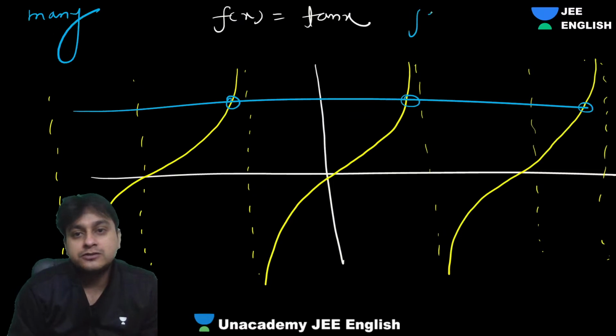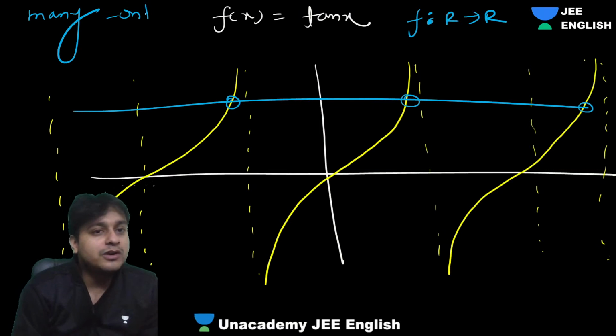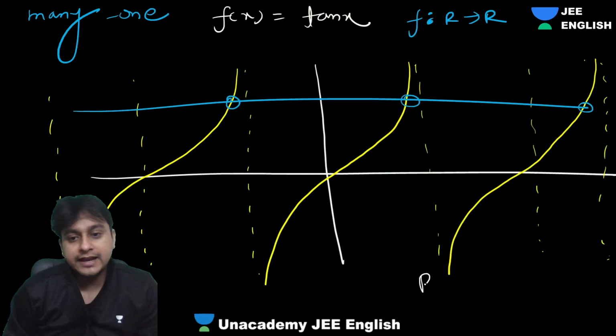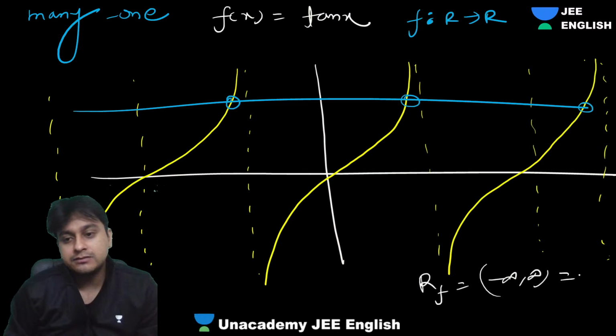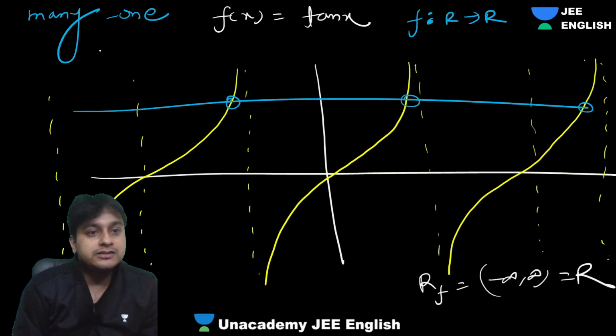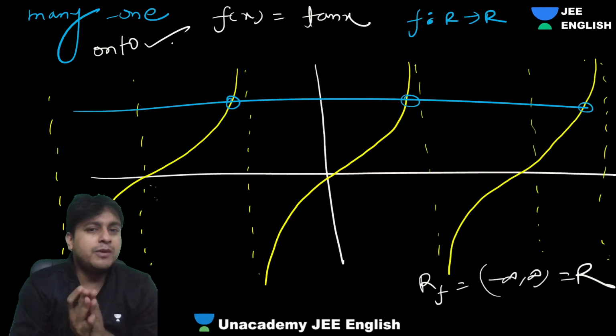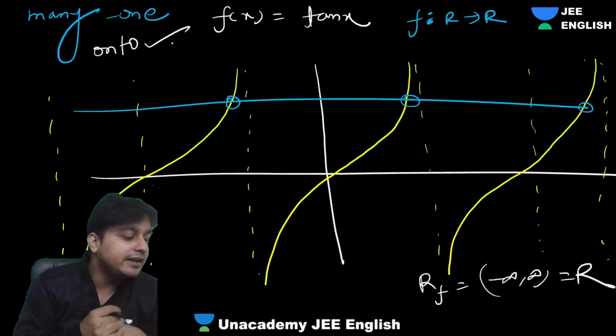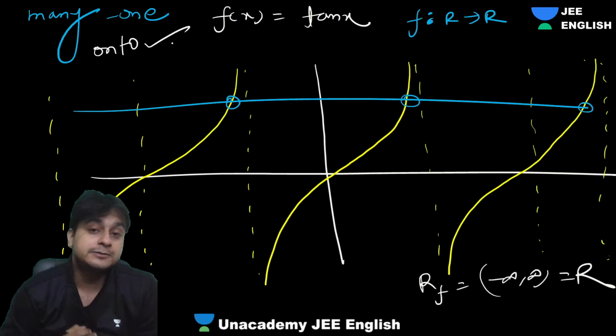If f is going from the real number set to the real number set, it is many one, but it is onto, right? Everyone agrees? Is tan x an onto function on the real number set? Yes, it is onto. What is the range of tan x? Minus infinity to plus infinity, which is nothing but all real. So it is an onto function. There is no problem with the onto part. It's only the many one part which we have to correct.